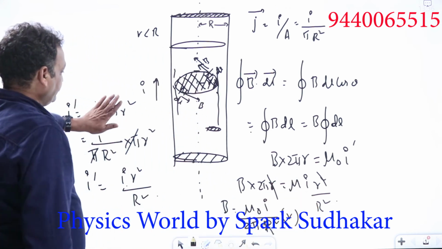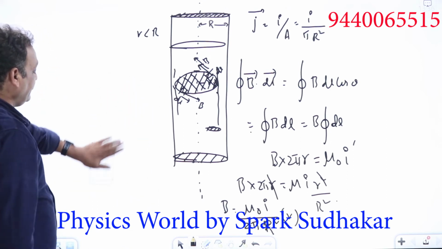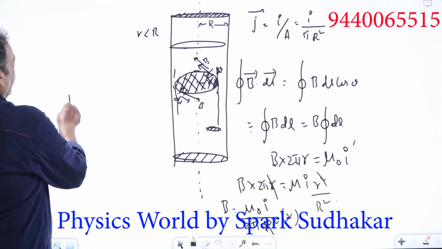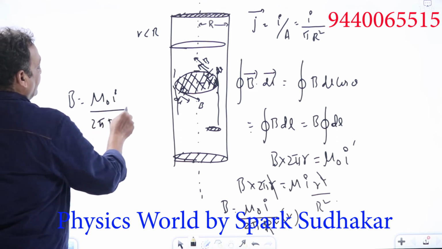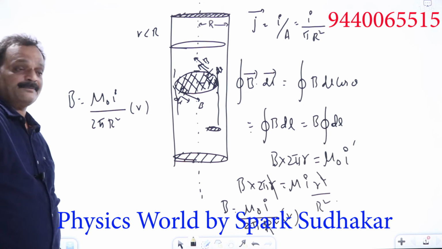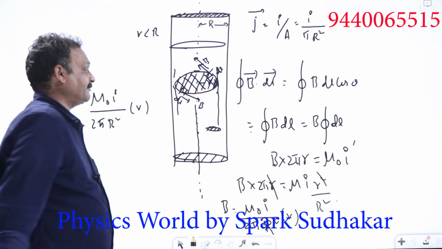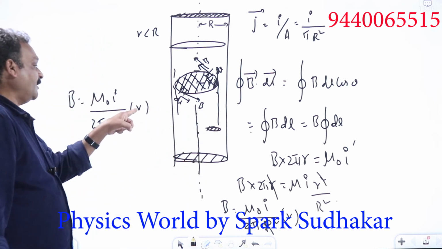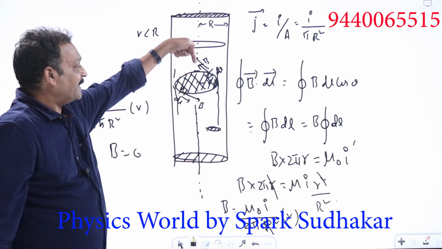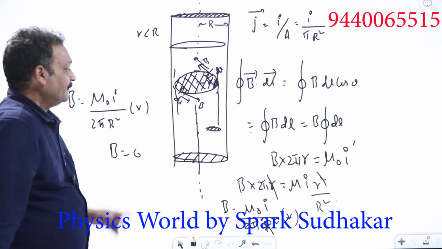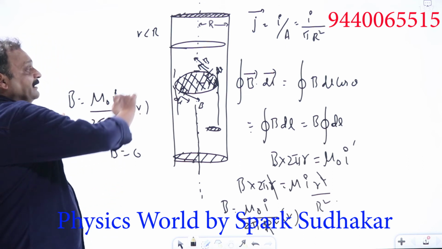So B due to a thick wire at any internal point inside the wire, at a distance r from the axis, can be written as B equals mu naught I by 2 pi capital R square into small r. This is the expression, meaning B is not uniform. What is B on the axis of the wire? On the axis I have to take small r equal to 0, so B equals 0. Due to any current wire, the magnetic field on the axis is 0. As you go away from the axis, small r keeps on increasing, so B also keeps on increasing linearly.